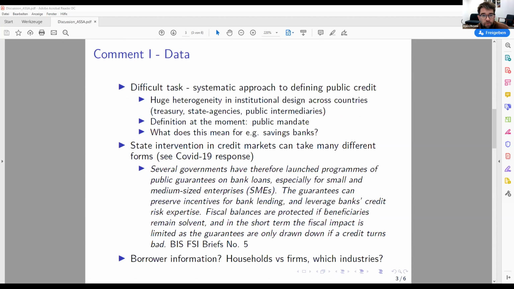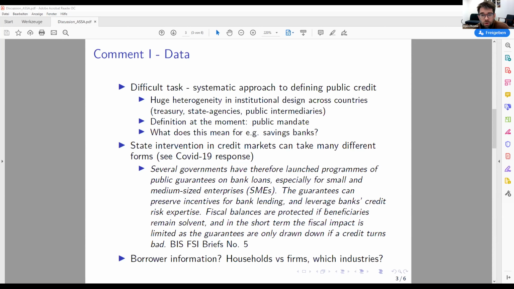Let me start with the data. I think this is a very difficult task, to define public credit. There's huge heterogeneity across countries in terms of institutions that are doing this. At the moment, the definition seems to be that there must be some public mandate. And Victor was talking about how to treat, in the German case, for example, Landesbanken. I think it's very difficult to make these choices. And I have no solution for you.